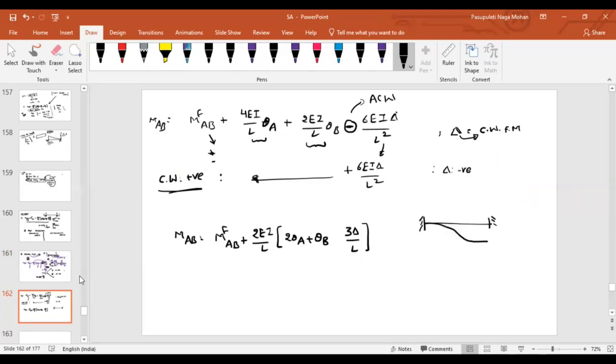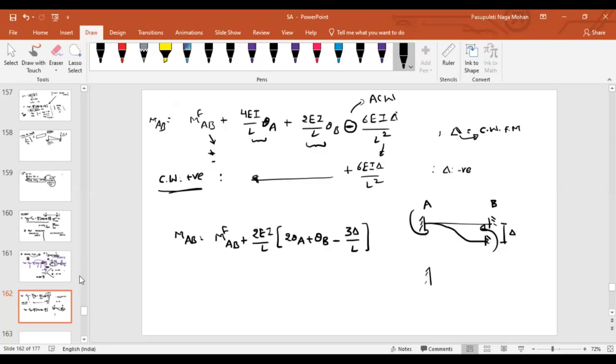Now, if support B sunk by an amount delta, fixed end moments will develop in which direction? Anti-clockwise. In this case, fixed end moment will develop in anti-clockwise direction. According to our sign convention, if they're anti-clockwise, what do you have to consider? Negative. Forget about delta is positive or negative. We just directly place the negative value here.